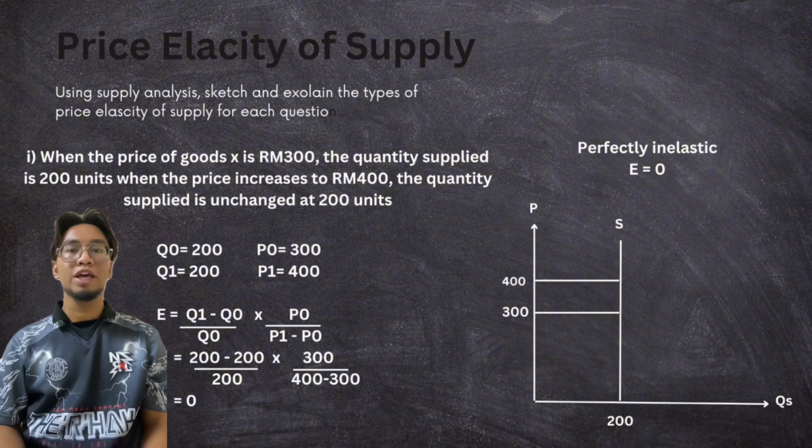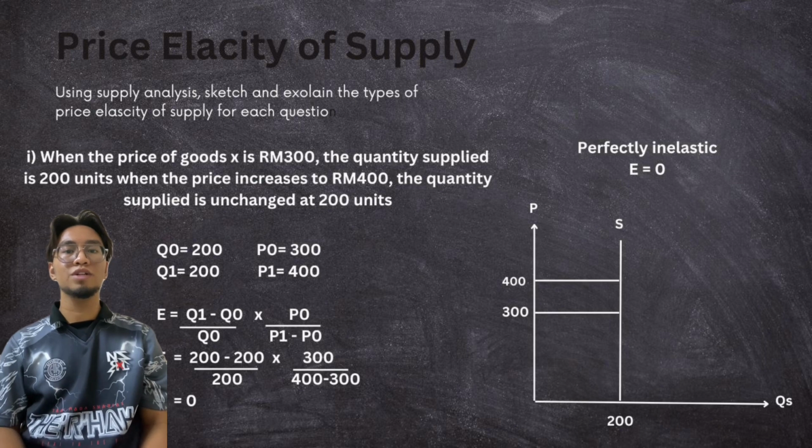For question 1, in the given question, where the price of good X increases from 300 to 400 but the quantity supplied remains constant at 200 units, it illustrates a perfectly inelastic supply, which is E equals 0, when the quantity supplied remains constant regardless of change in the price. It signifies a perfectly inelastic supply.